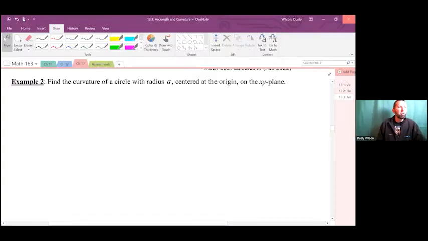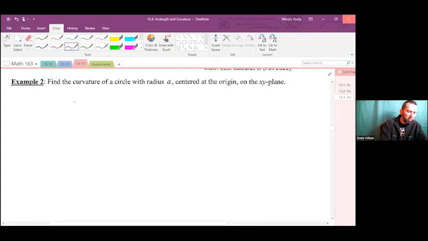So example 2: find the curvature of a circle with radius a centered at the origin on the xy plane. This is kind of a classic question and important. We'll use this result later on, but it also gives you a sense for what's going on with curvature. So let's start by drawing a picture.